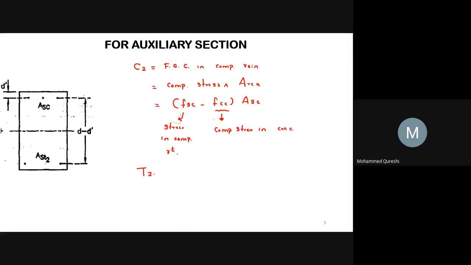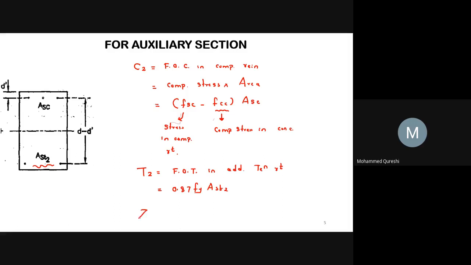And as we know, T2 equals the force of tension in the additional tension reinforcement, and the equation for that is 0.87 fy Ast2.